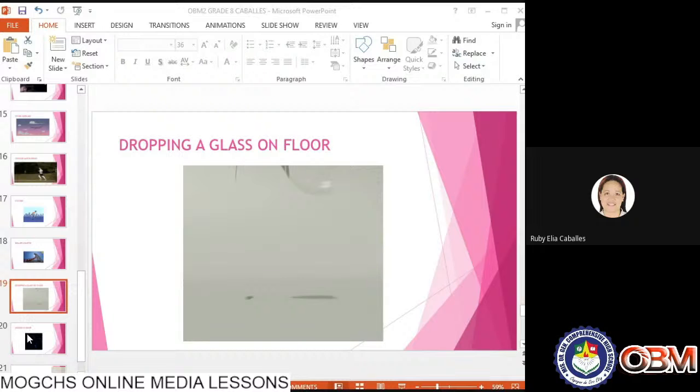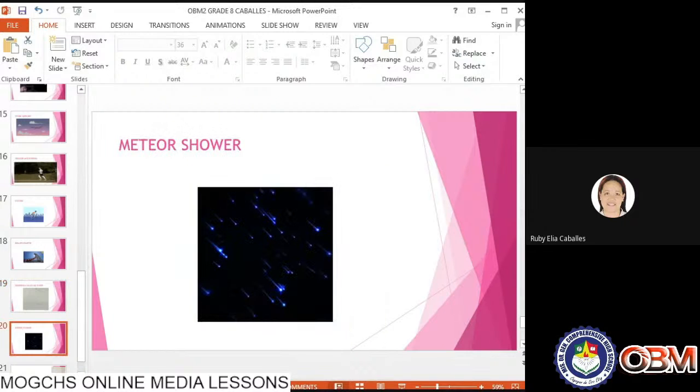All right. And we have here the last example. Are you familiar with that? Okay, so we have, what is that? Meteor shower. Although this example does not form a day-to-day example of kinetic energy, still it is very interesting. Why? Because it takes place in the solar system.